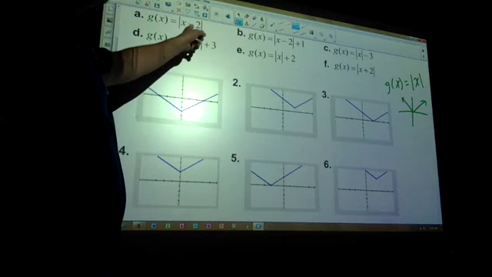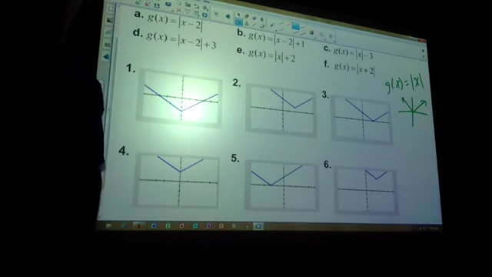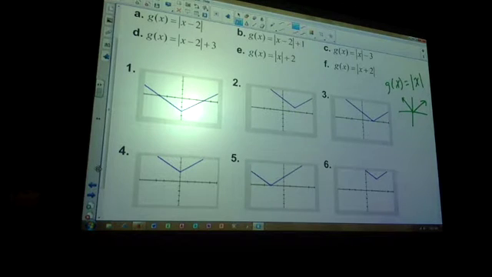Any thoughts what this might do? Minus 2. So minus 2 is inside the absolute value. Agree? I don't know. Let's think of this. Okay, let's think of this.